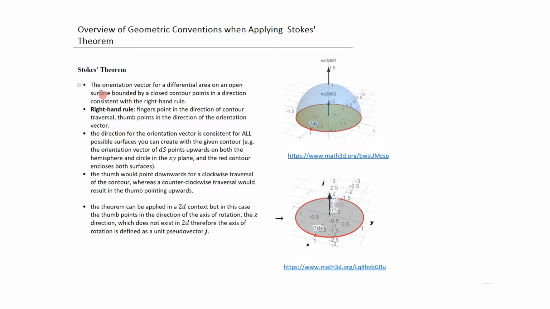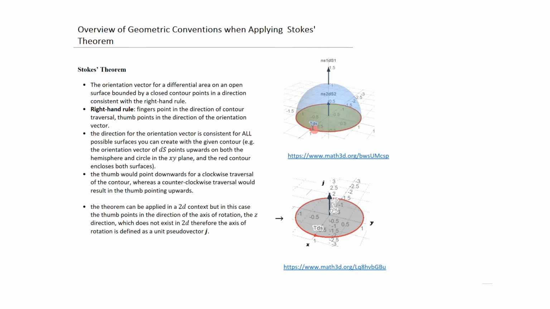Just a couple of points. First is that the orientation vector for a differential area on an open surface bounded by a closed contour points in a direction consistent with the right-hand rule. All right, so what does that mean? Here we have a contour. In this case, it's in a counterclockwise direction.